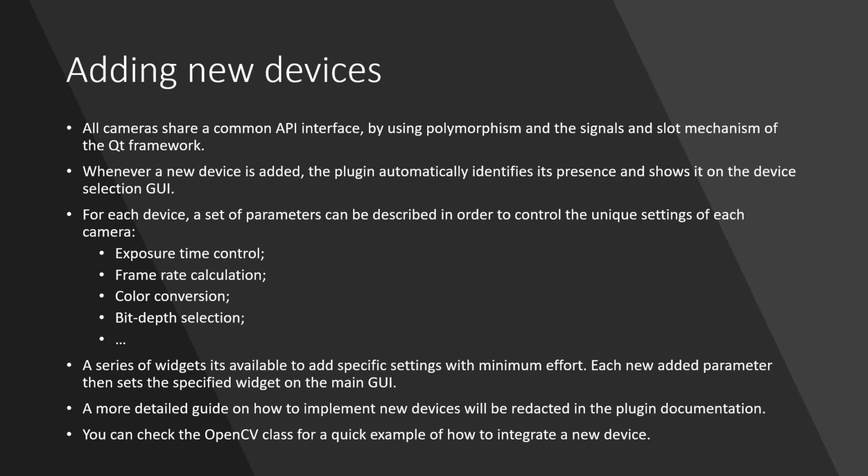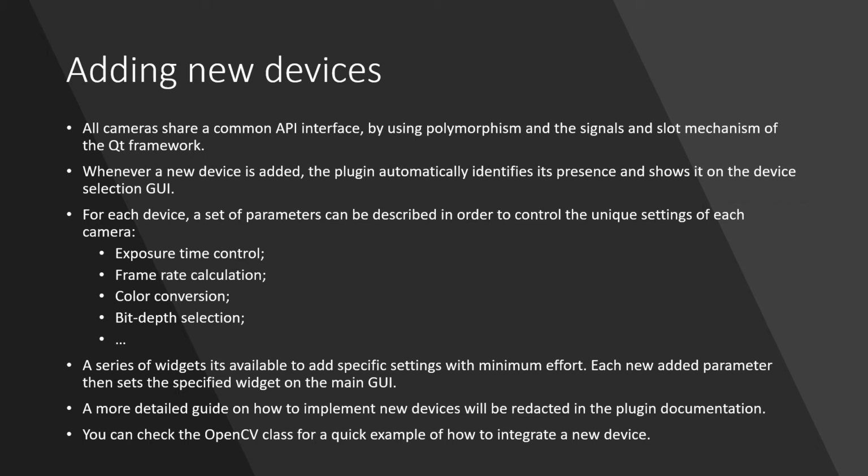To add new devices, it is possible to share a common API interface, which by using polymorphism and the signal slot mechanism of the Qt framework requires minimal effort to integrate. Whenever a new device is added, the plugin automatically identifies its presence and directly shows the device on the selection GUI. For each device, as you can see, you can set different parameters that can be described in order to control single settings of each camera.